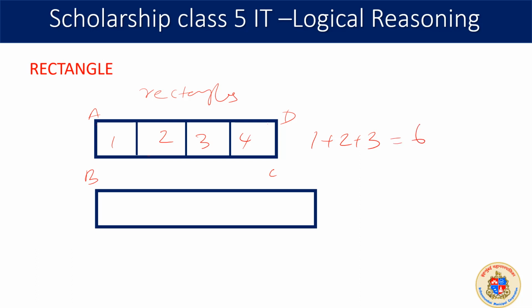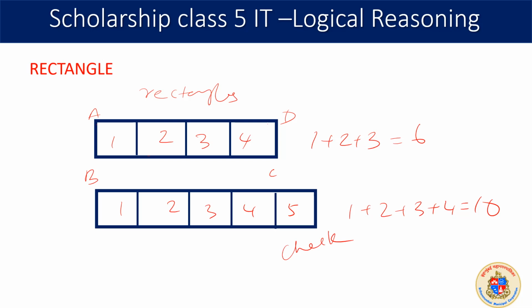You have to check it with another rectangle, then only I will believe. So we'll number it like this: 1, 2, 3, 4, 5. Correct? So we'll add 1 plus 2 plus 3 plus 4. Total 10 rectangles are possible. You have to check this. Name this rectangle, and name each rectangle within that. Squares are not asked.